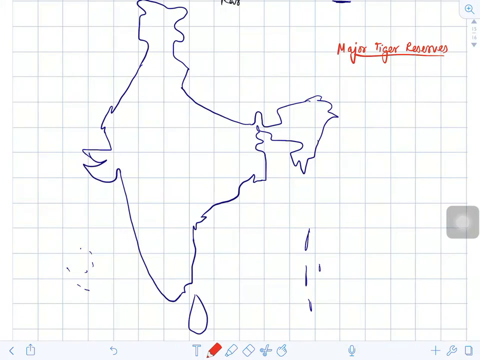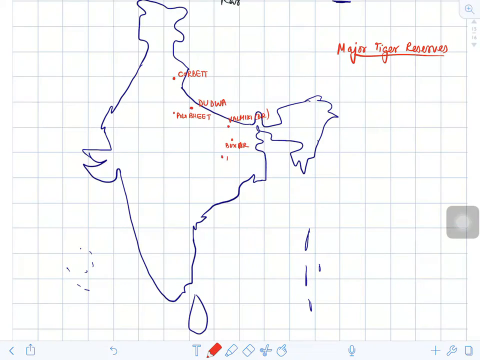From Uttarakhand we start. In Uttarakhand, we have Corbett. Okay, do remember these locations. This can be asked in your examination. Corbett. And in UP we have Dudhwa. Okay, in UP we have another one, that is Pilibhit, that has been recently coronated as a tiger reserve. Okay, then in Bihar we have Valmiki. It's in Bihar. We have Buxar, that is also in Bihar.